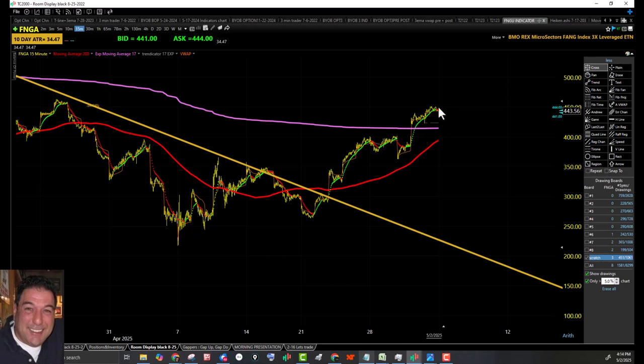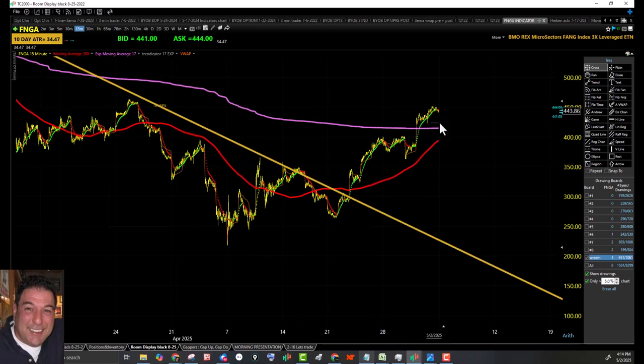I gotta tell you, I wouldn't mind if they had a little pullback, made a higher low, maybe right on top of that 200, or maybe right on top of this all-time high anchored VWAP. Hopefully they can hold 3 or 4 days up here on top of the all-time high anchored VWAP, and then maybe we could see a nice little breakout. So that's a 15-minute chart of the FNGA.